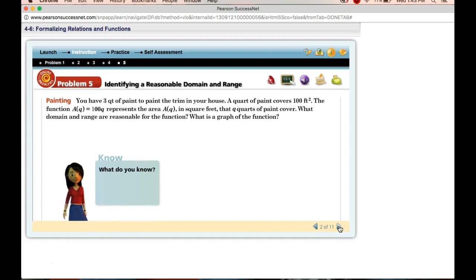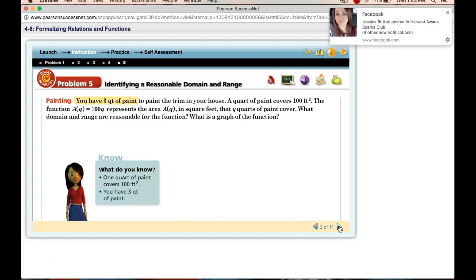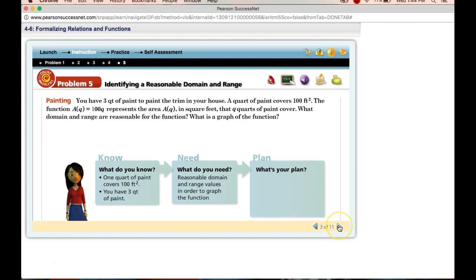What do you know? You know that 1 quart of paint covers 100 square feet. You also know that you have 3 quarts of paint to use. What do you need? You need reasonable domain and range values in order to graph the function. So what's your plan? Find the least and greatest amounts of paint you can use and areas of trim you can cover. Use these values to make a graph.